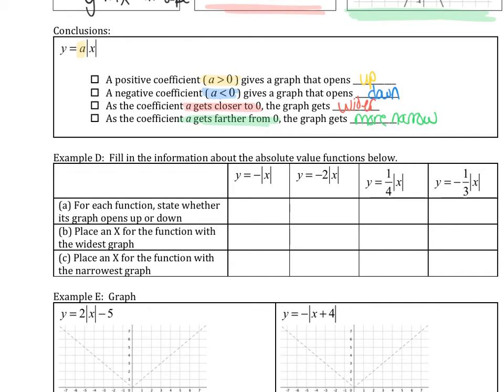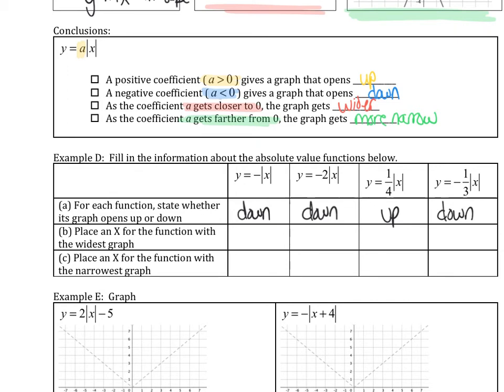So we're just looking to see if it's positive or negative on the outside. This has a negative on the outside, so this is going to be down. Y equals -2 absolute value of x is going to open down. This next one is going to open up, and this last one is going to open down. So that's pretty easy enough, positive and negative.